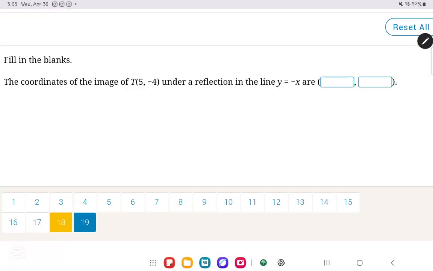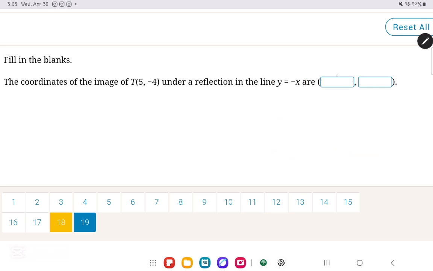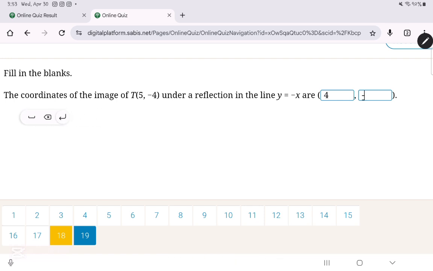We move on to question number 18. The coordinates of the image T, 5, minus 4, under the reflection y equals minus x. When they say y equals minus x, what happens? AB will become minus B, minus A. Very important. AB will become minus B, minus A. Okay, so take AB. AB in this case is going to be 5, minus 4. It will give us an answer of 4, minus 5. So the answer over here is 4, minus 5.